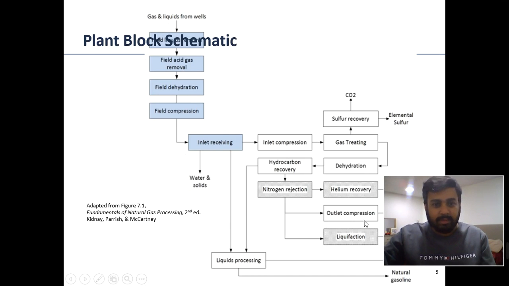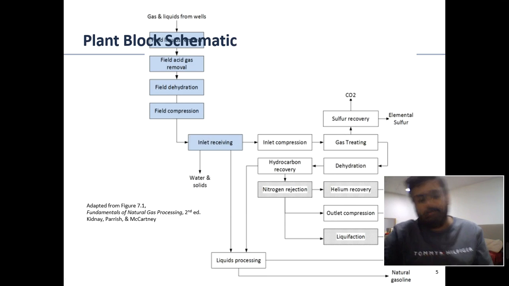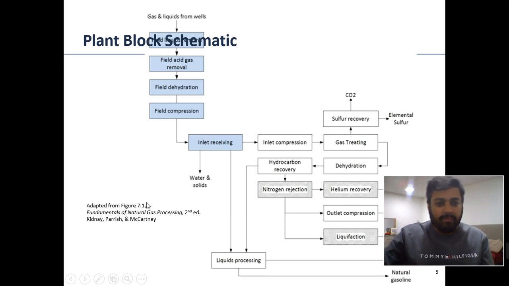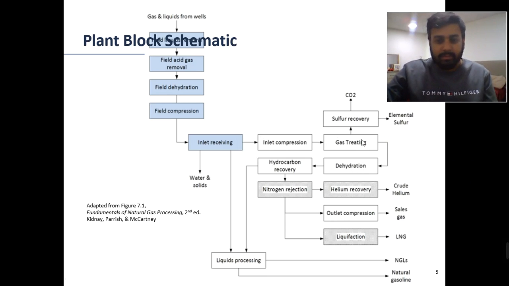First of all, this is the block diagram of the gas processing. The basic process starts from the inlet receiving. Inlet receiving is the first step after you produce the gas from the reservoirs and it goes through the separator. Separator separates oil, gas, and water, and that gas then goes towards the inlet receiving. Now we will see what the inlet receiving is and what we can do, and after that it goes to the compression. As you can see in the block diagram, it goes for the treatment where we remove the impure gases like H2S, CO2.